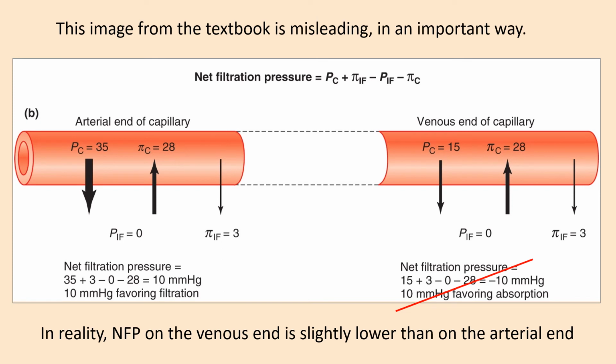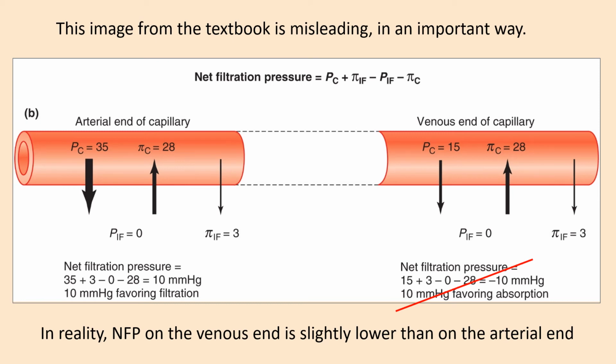So now that you have an understanding of the four forces that determine whether filtration versus absorption are happening, I need to make an adjustment to this diagram. This diagram is incorrect in a really important way, and it brings us to our next concept related to capillary exchange. So in this diagram, the way it was originally created, notice that on the arterial end of the capillary, net filtration pressure adds up to positive 10, favoring filtration, and on the venule end of the capillary, net filtration pressure adds up to negative 10, favoring absorption.